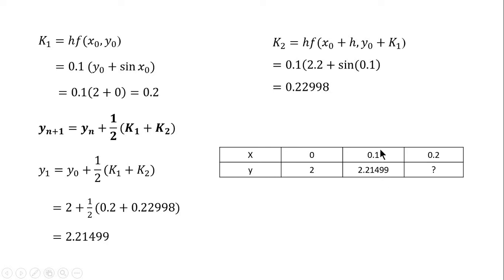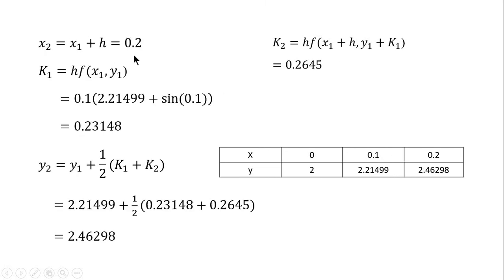So using these values, I am going to compute x2 and y2. x2 is x1 plus h, which is again 0.2. k1 we can find out, k2 also we can find out, and then using these k1 and k2 we can find out y2. Thus we have finished the table. I hope you have understood this. Thank you.